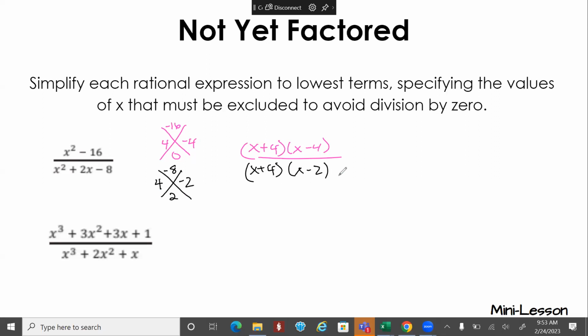You need to be comfortable with factoring. If you're not, you've got so much work to do. Not to stress you out.